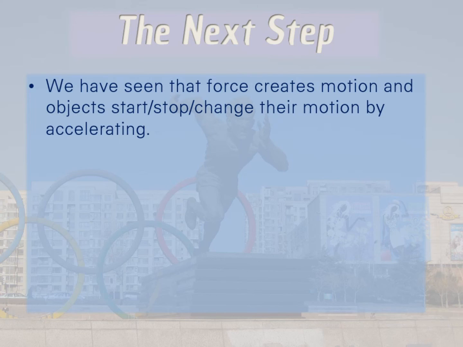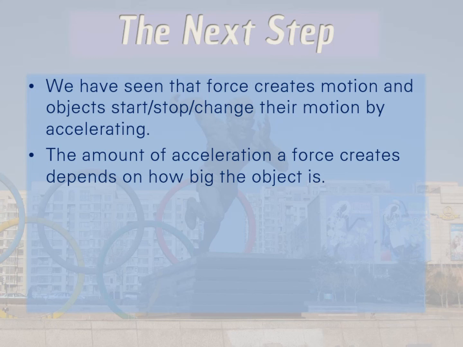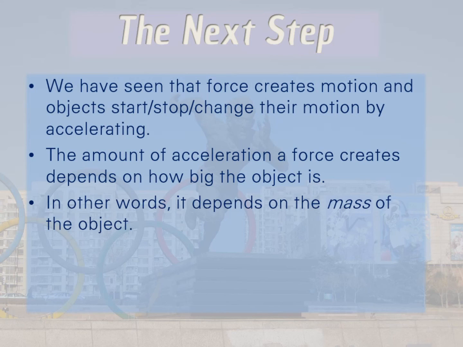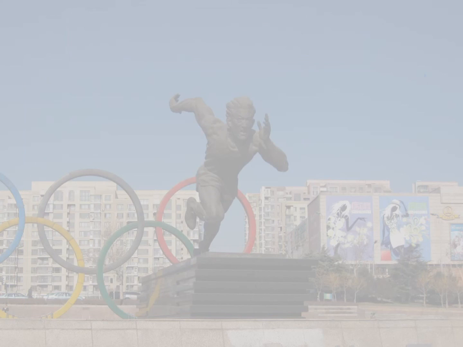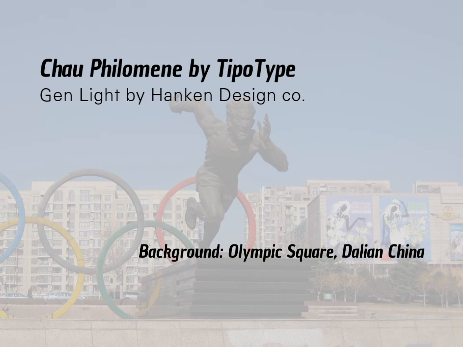So far we have defined motion very clearly, and we've now talked about how motion changes and what causes it to change. Motion changes by acceleration, and it's force that creates that acceleration. So the amount of acceleration a force creates depends on how big the object is, and this is something we haven't talked about yet. We haven't talked about how the mass of the object comes into play. And so this is where we have to look at the work of one of the most famous scientists of history and his 3 laws. For now we'll leave off with the business of force and acceleration.